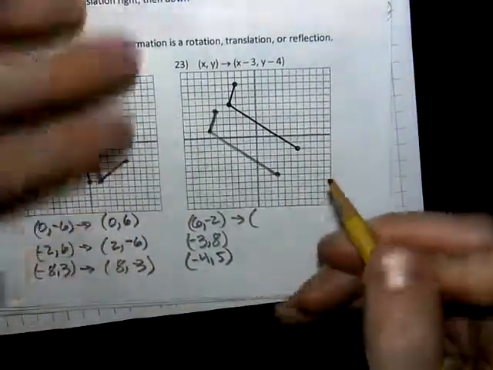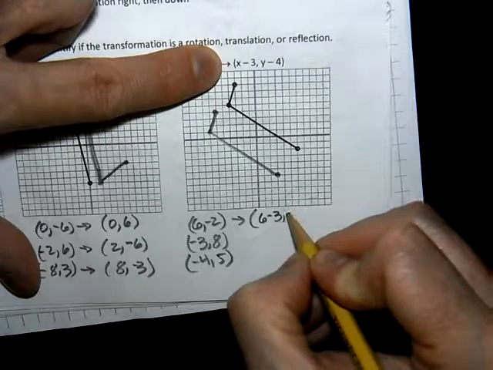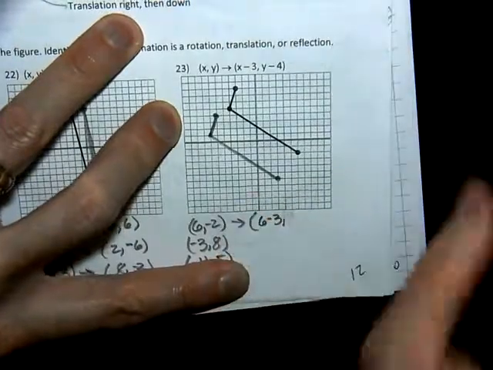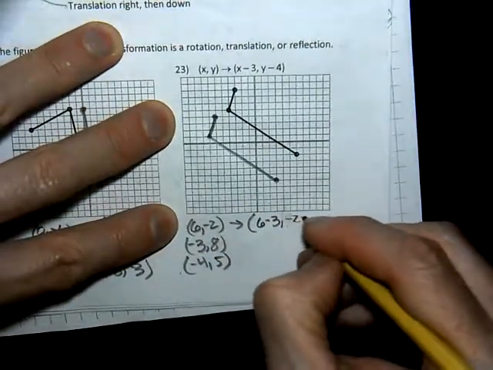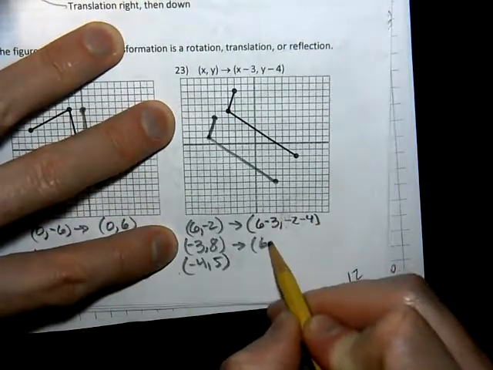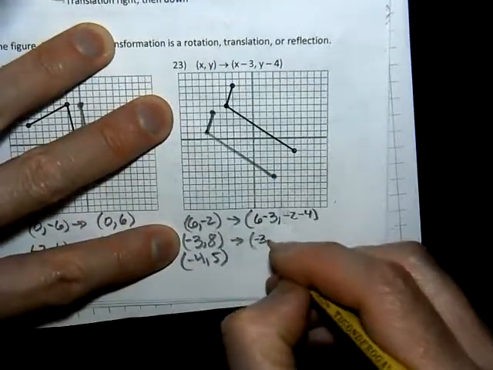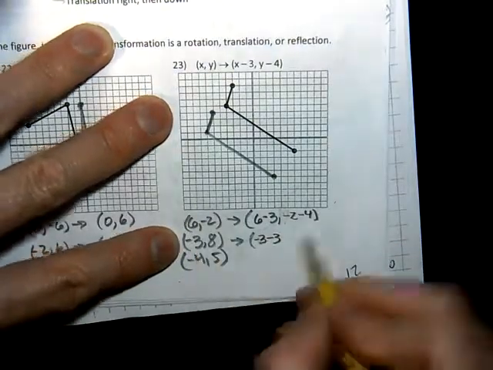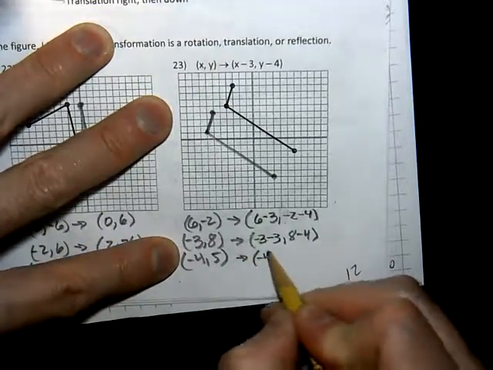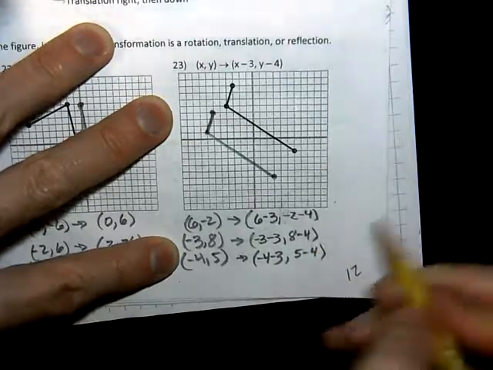Now we are going to subtract 3 from the x. We're going to subtract 4 from the y value. Subtract 3 from our x, and subtract 4 from our y.